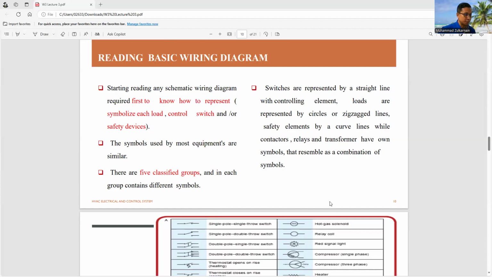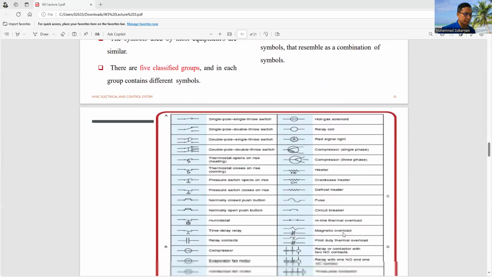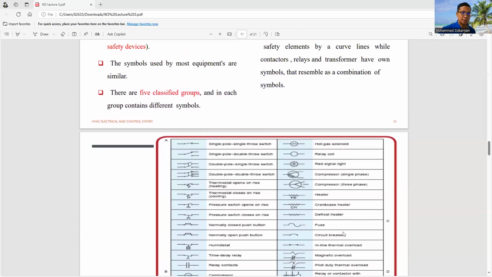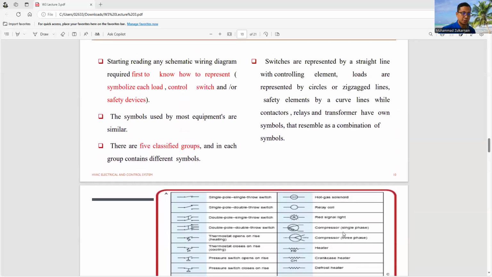There are five classified groups, and each group contains different symbols. You can read the symbols here. If you forget what a symbol represents, you need to bring a note with you. The symbols will guide you in understanding each symbol inside the circuit design.